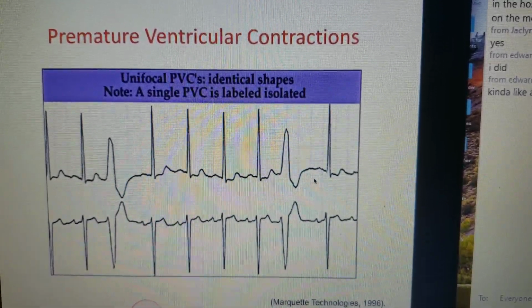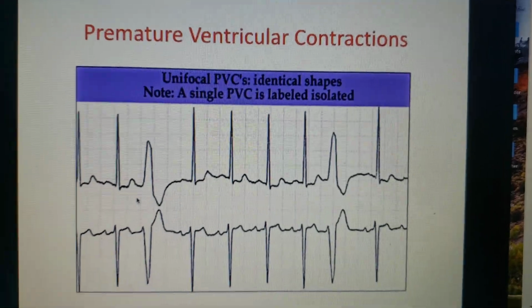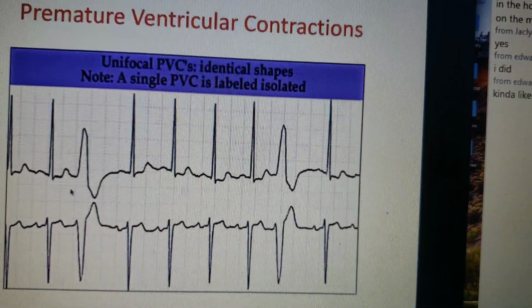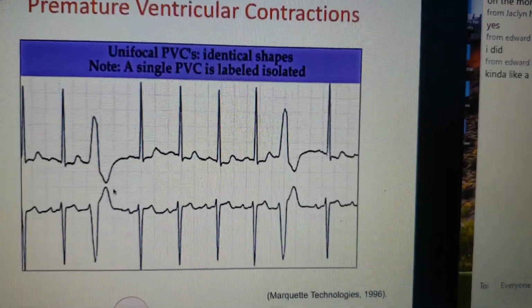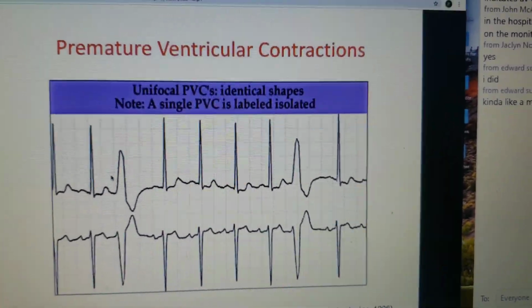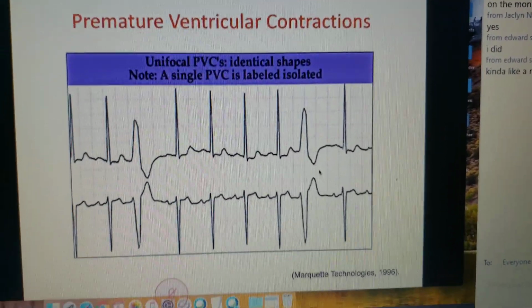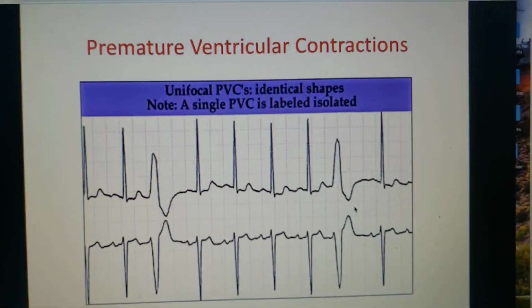But notice on this PVC, it's not like a PAC. Remember, PAC is a narrow QRS. It looks like all the rest of them. It's just happening too soon. This is a wide QRS, okay? But each time it's happening, it looks the same, which means it's unifocal. It's same shape, okay? Which means it's coming from one particular area in the ventricle.